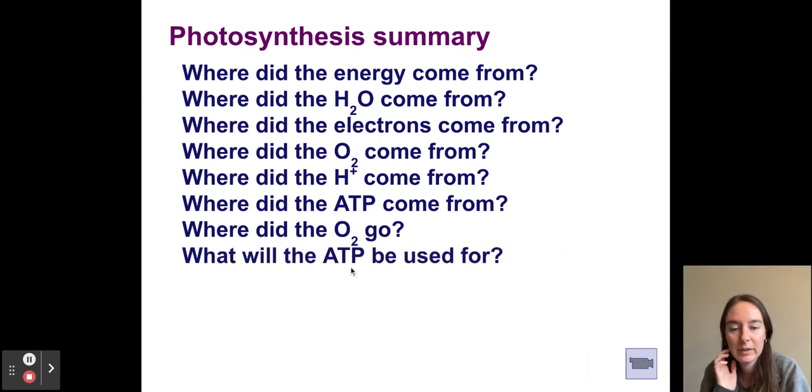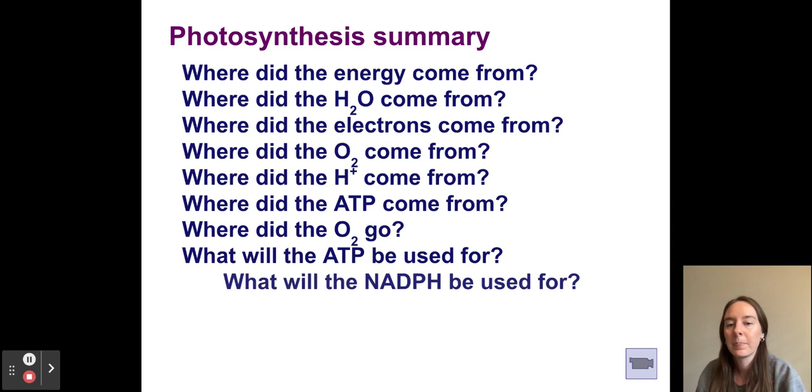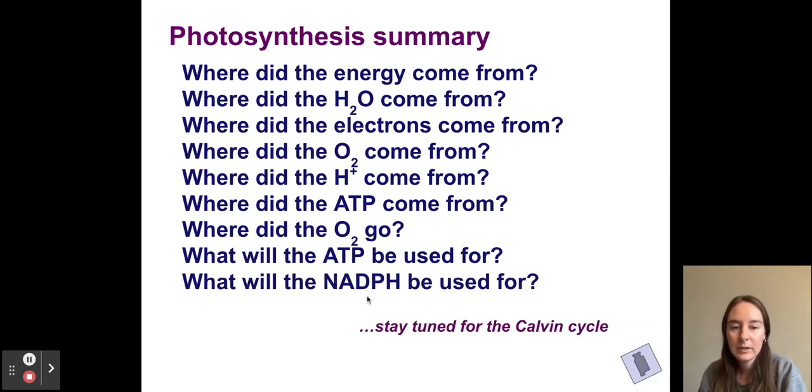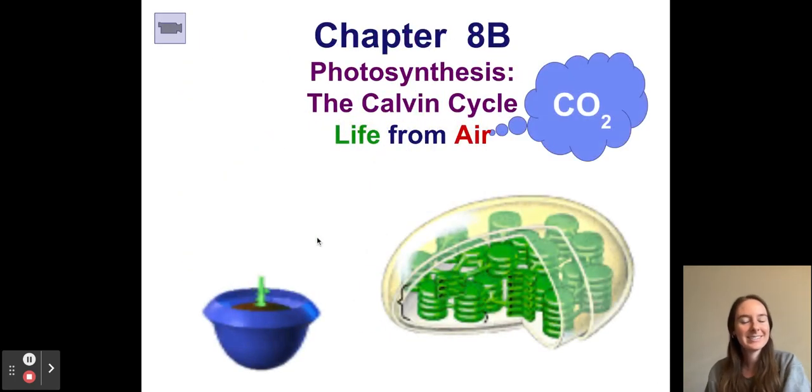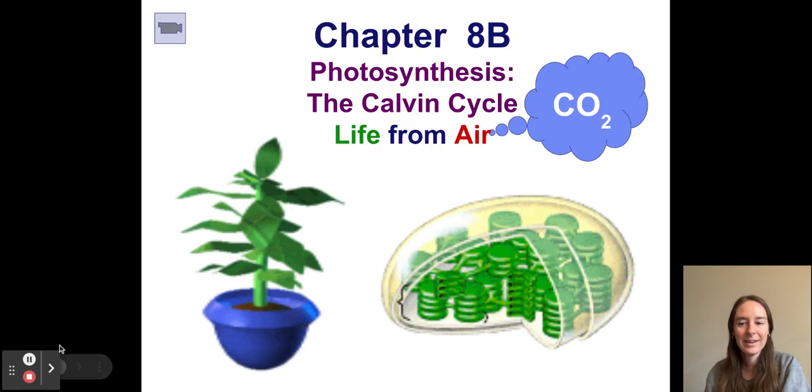What will ATP be used for? It's going to be used in the Calvin cycle to take our carbon dioxide and convert it into sugar. What will NADPH be used for? Same thing. It's a charged battery that can be used for the Calvin cycle. And that is light-dependent reactions. In the next video, we'll take a look at step 2, the Calvin cycle.